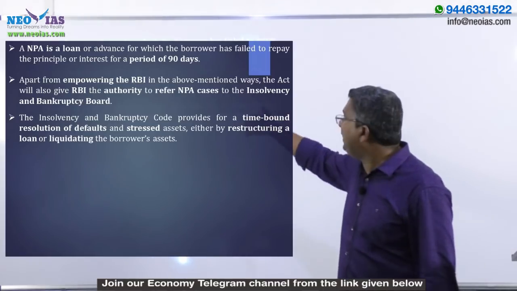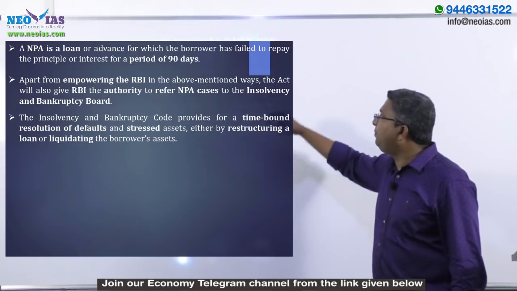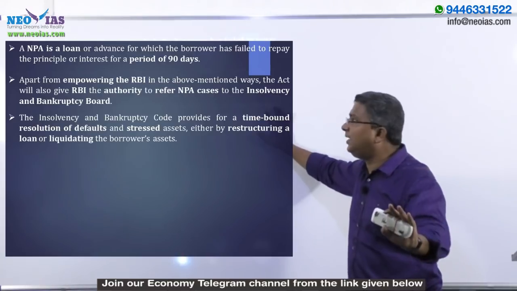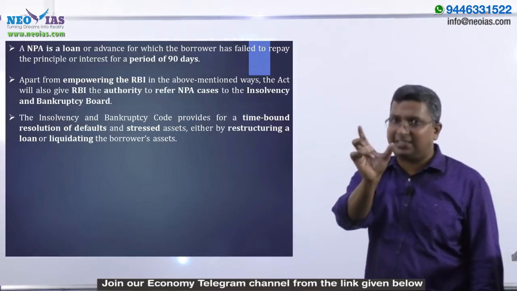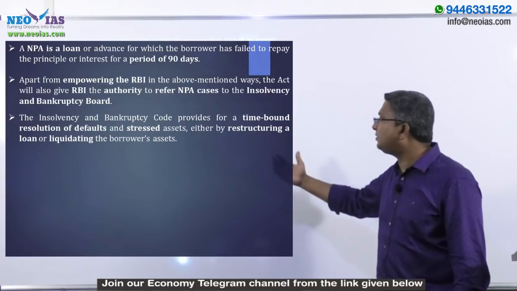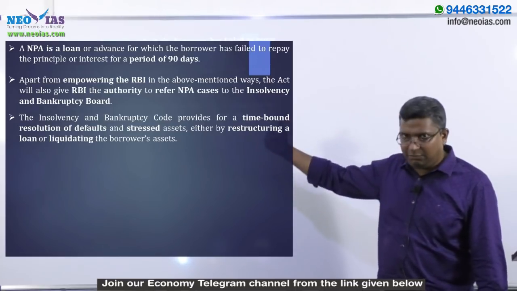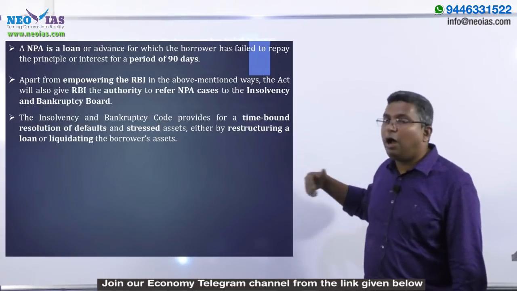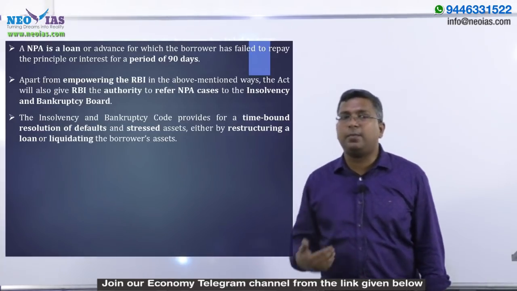Apart from the above, this gives the RBI the authority to refer NPA cases to the insolvency and bankruptcy board. We have already discussed that. Study in detail the major objective of the Insolvency and Bankruptcy Code: it provides for a time-bound resolution, within which you have to resolve the default and the stressed asset either by restructuring the loan or by liquidating the borrower's assets. Be thorough with NPA accounts, the different special mention accounts, the time limits, and how to initiate insolvency proceedings under the Code. That's regarding a very important topic, the Banking Regulation Amendment Act 2017.